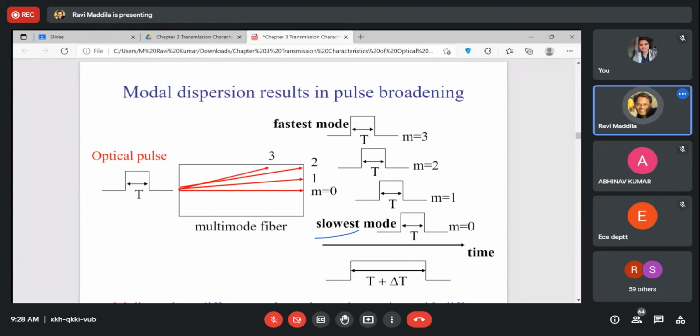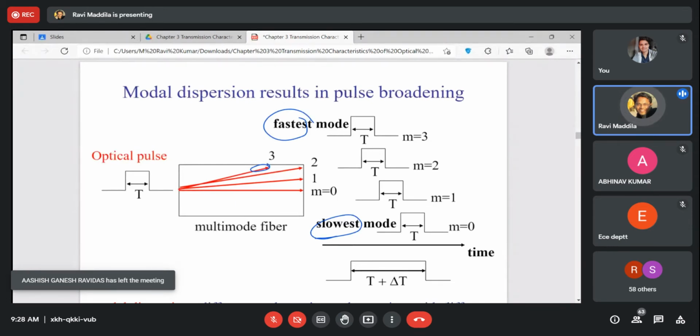There's a small typo here. This should be the fastest mode and this should be the slowest mode, because the path length experienced by a ray which goes through multiple reflections is more, so the time taken by the ray to reach the destination is more. So this would be the slowest mode. And m equal to 0 corresponds to the path which is the lowest. When we say it is the lowest path length, then this will be the fastest mode.